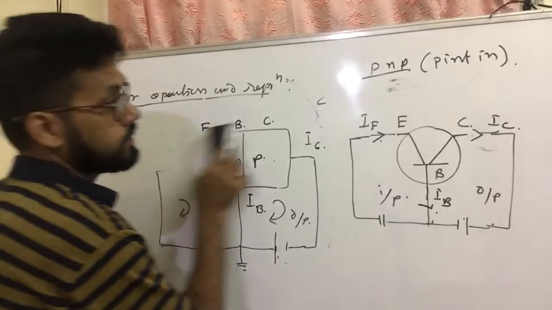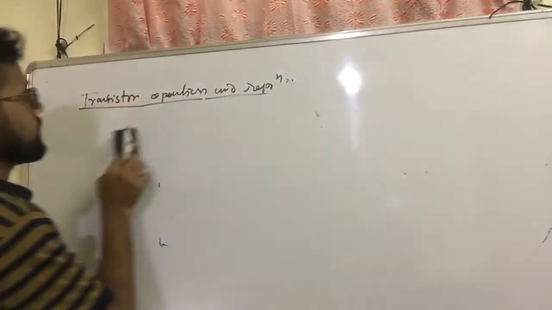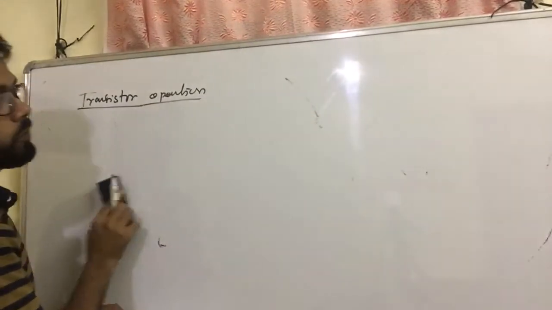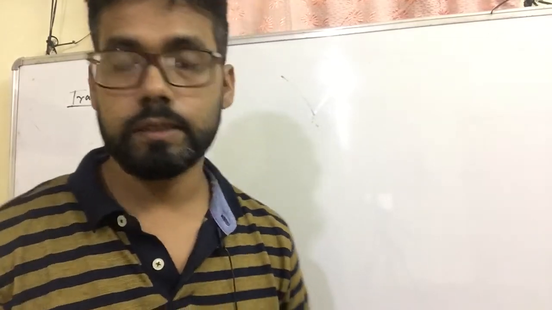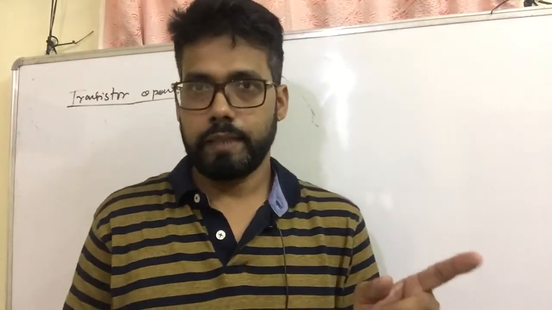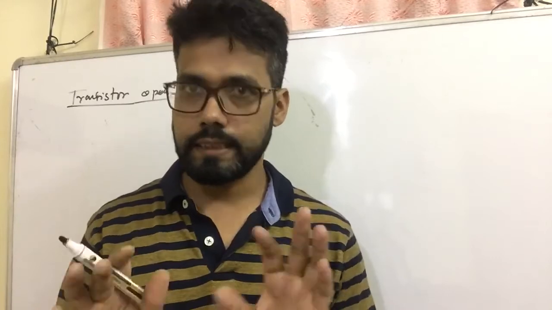This is the representation of the transistor. Now I am going to the transistor operation. How will we operate a transistor? Since I have already told you, the operation of a transistor is a combination of two back-to-back diodes. Once you understand the diode mechanism, the diode operation, then you can easily understand the transistor mechanism.